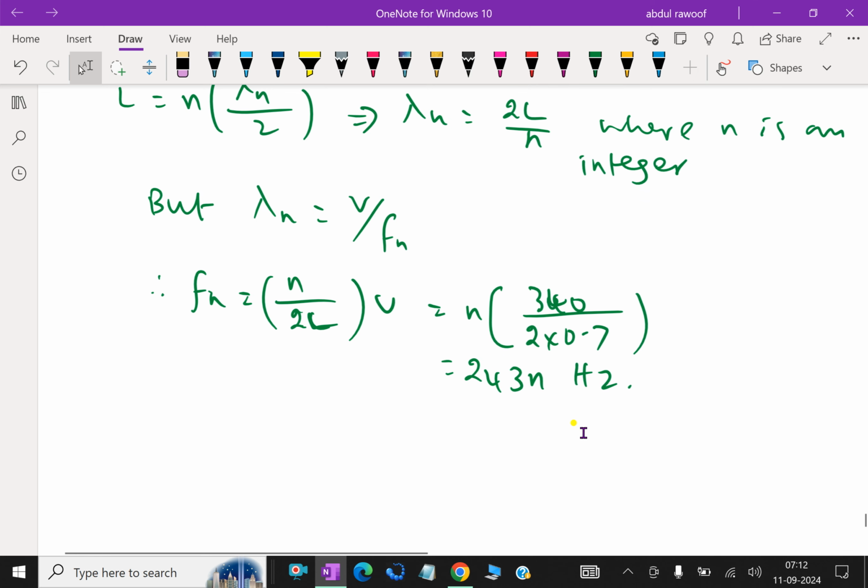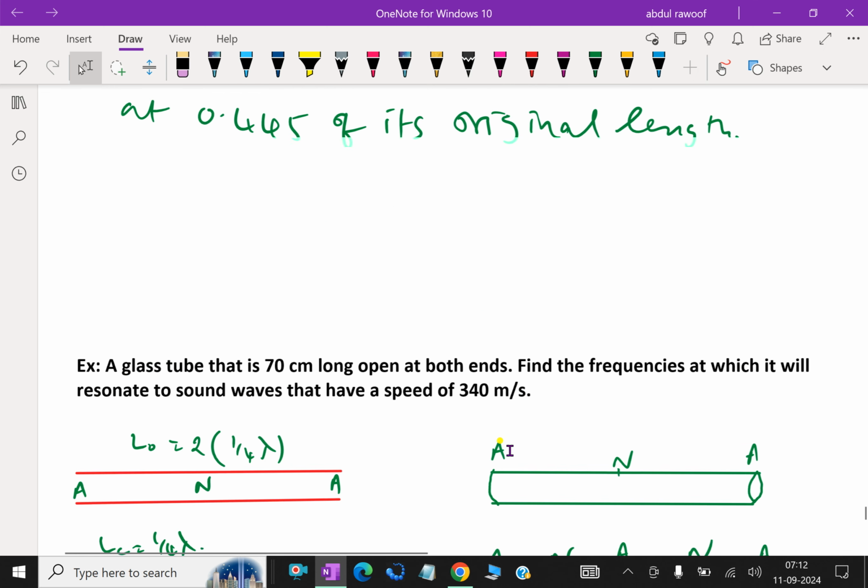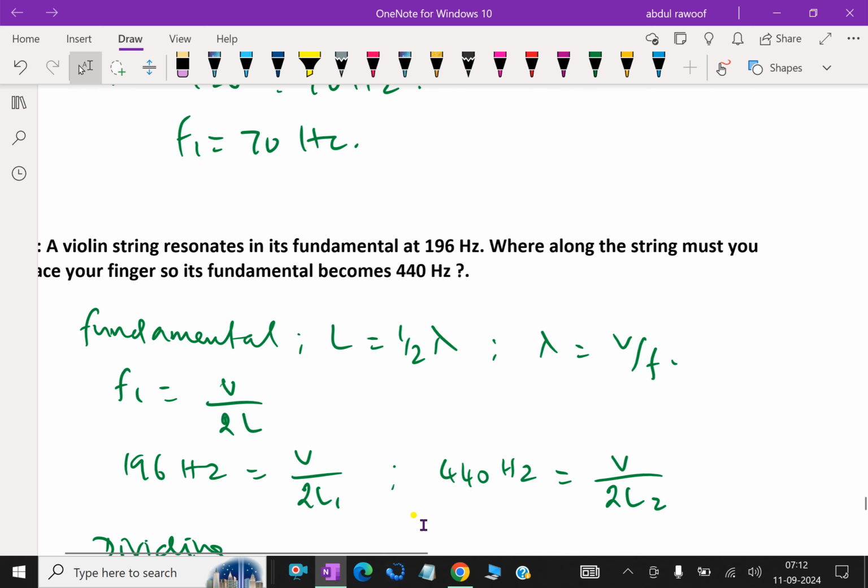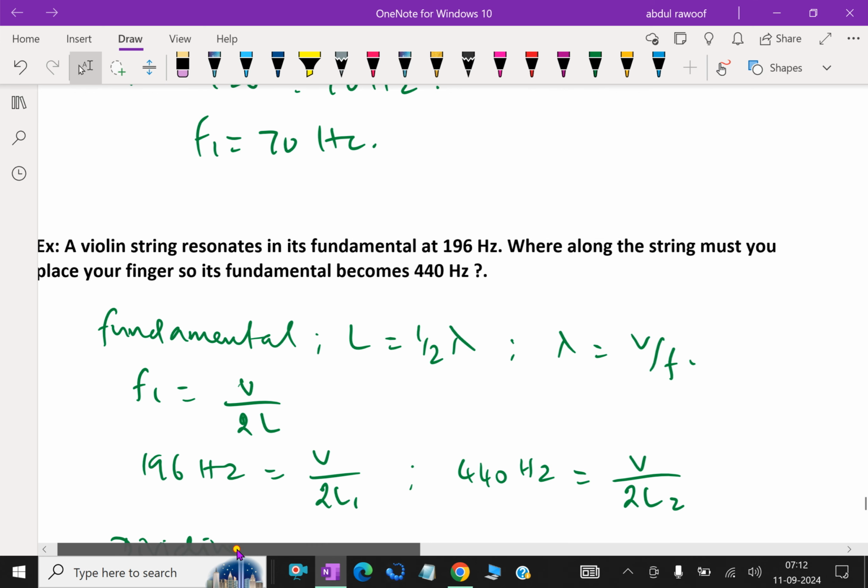Yes. So far we discussed some problems regarding wave motion, considering sound waves. We have done.